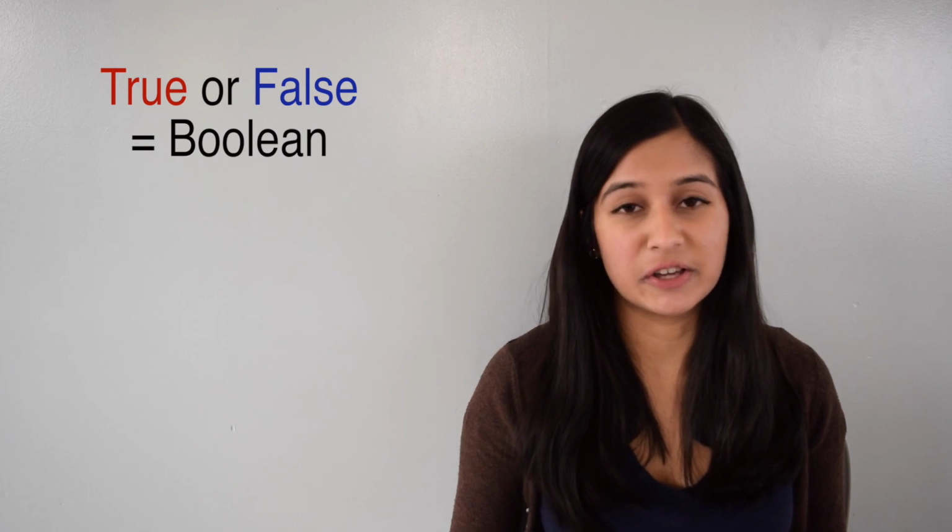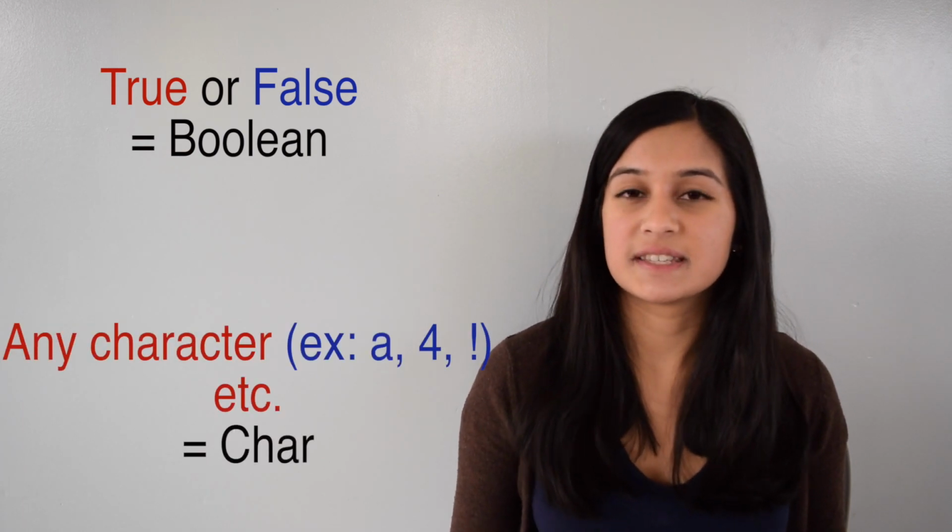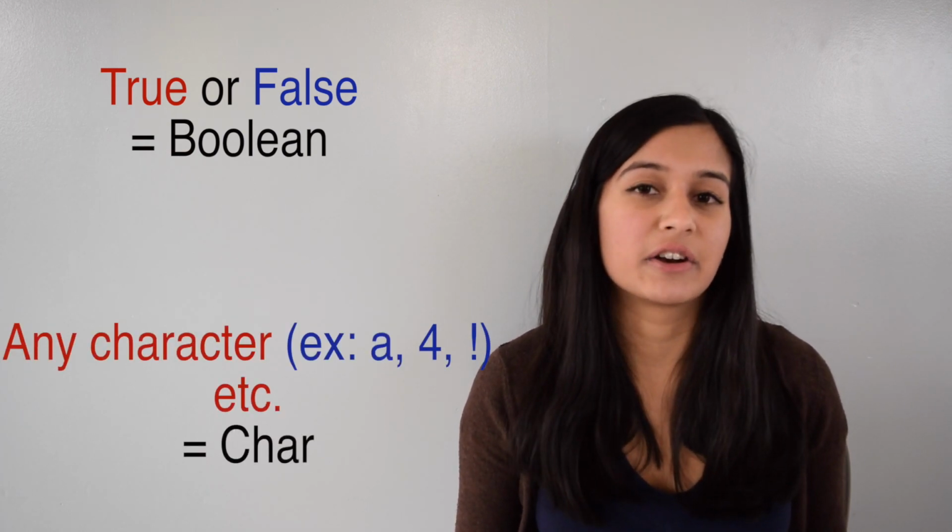A boolean can hold a true or false value, and a char can hold a single character, whether it be a letter, a number, or a symbol. In short, types in computing are key to understanding what certain data represents.